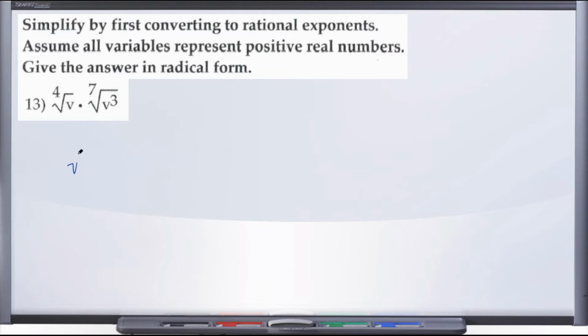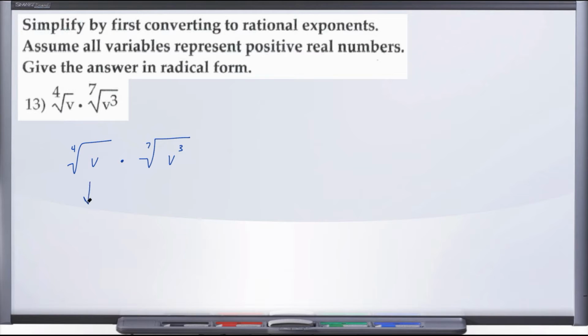All right, so we have the fourth root of v, as in Victor, times the seventh root of v, as in Victor, cubed. And again, let's go ahead and follow these directions because they're kind of outlining what it is that we need to do. Simplify by first converting to rational exponents.